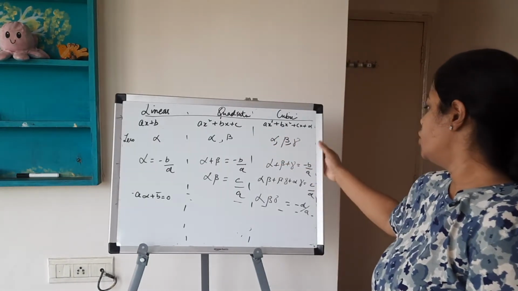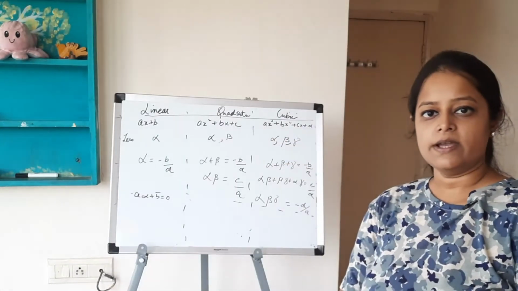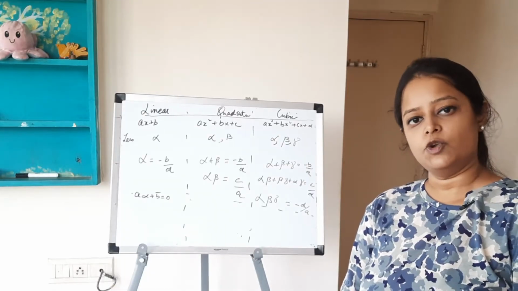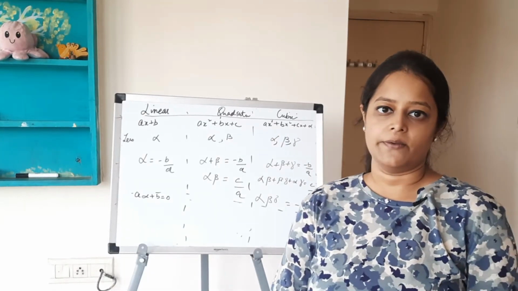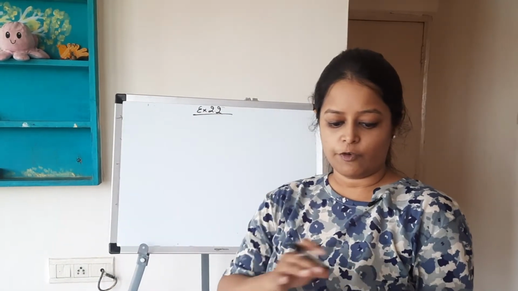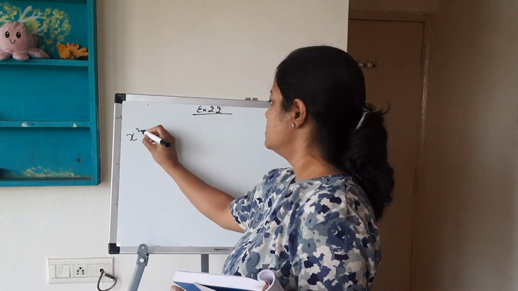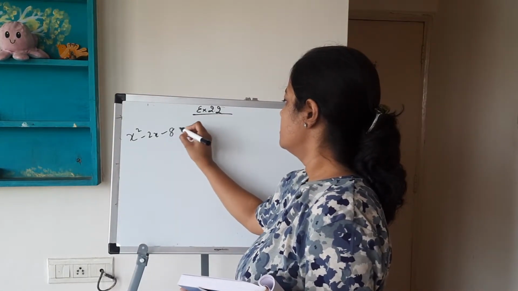And if it's a cubic polynomial, then it is this, right? So this is what we learned. Now we are going to move to exercise 2.2 and solve the questions there. Exercise 2.2: find the zeros of the following quadratic polynomials and verify the relationship between zeros and the coefficients. So first we are going to do the first question.